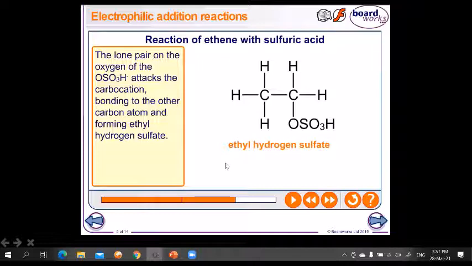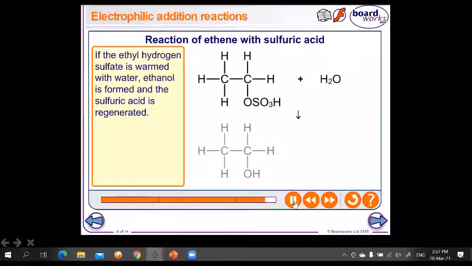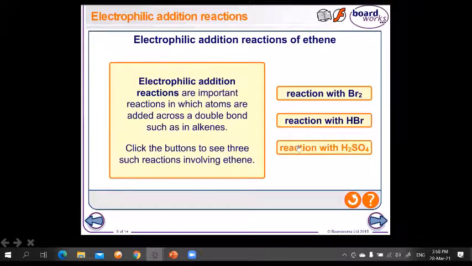And then you get a compound called ethyl hydrogen sulfate. If ethyl hydrogen sulfate is warmed with water, ethanol is formed, and then you regenerate your sulfuric acid. So it's actually quite a useful reaction. You're making back this famous alcohol component for alcoholic drinks, but you also get back some of the sulfuric acid that you used. They didn't really cover that in IB, but it's covered in A level and AP, so you might as well know it.